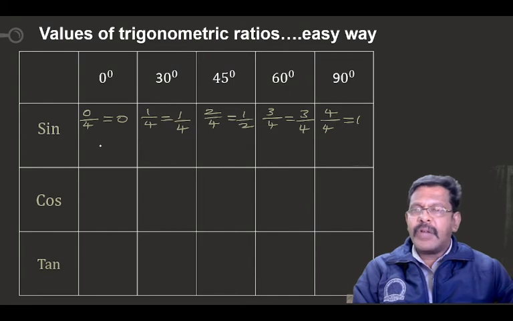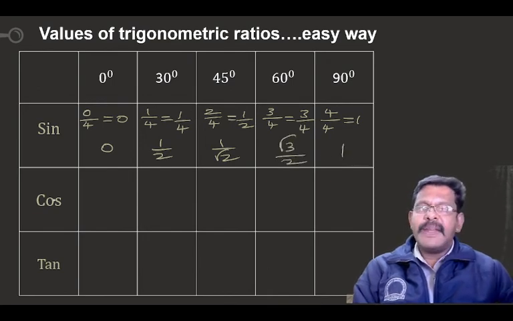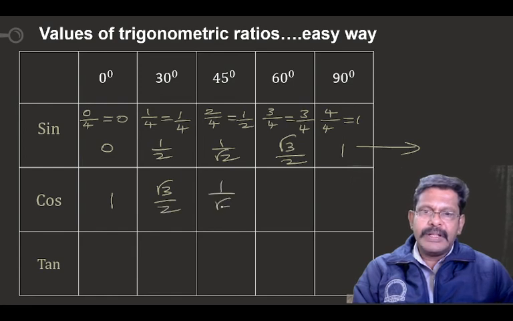When I find the square root, the square root of 0 is 0, the square root of 1 by 4 is 1 by 2, the square root of half is 1 by root 2, the square root of 3 by 4 is root 3 by 2, and the square root of 1 is 1. So what happens when I go for cos? Take this particular row and write it in reverse. So 1 will come here, then root 3 by 2, then 1 by root 2, then 1 by 2, and then 0.